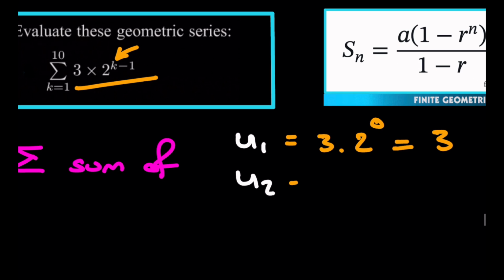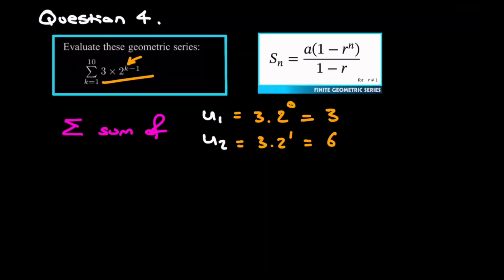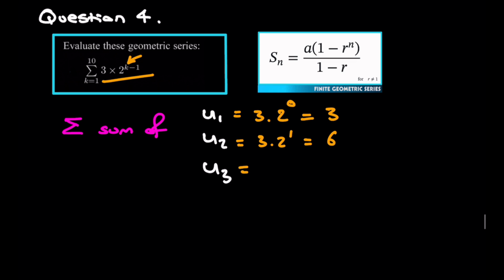So we're going to get 3 to the power of 3 times 2 to the power of 1, so that's going to just be 6. And even from those first 2 terms, I can see what r is going to be, but we'll just do one more just in case, so u3, and we're going to plug 3 in for k now, so we'll get 3 times, and that'll be 2 squared. You can see the pattern, so that's going to be 3 times 4, and that'll be 12.